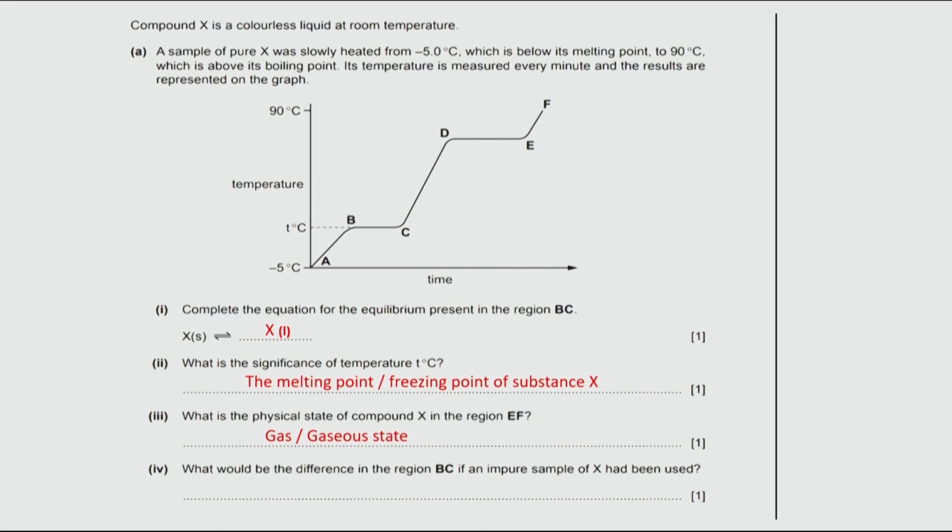In the last part, what will be the difference in the region BC if an impure sample of X had been used? Reminder that when an impure sample is used, it will not boil or melt at a specific temperature. It will boil or melt over a range of temperature. Therefore, line BC, instead of being a straight horizontal line, may be a slope, because it won't be a specific temperature.